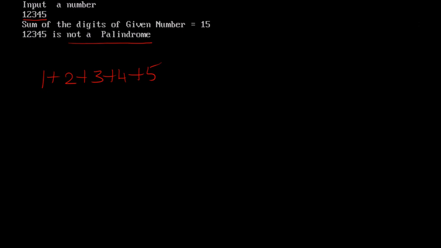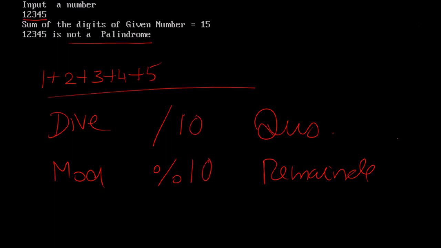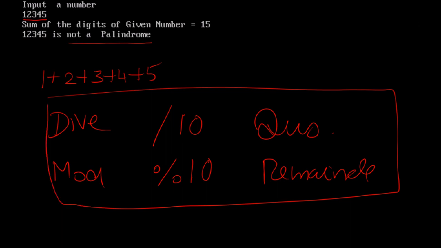That is the logic. So always remember the statements. You have to divide the number by 10 to remove the last digit. If you use the percentage mod operator, it will return only the remainder. So slash division will return the quotient, and the mod operator, that is the percentage symbol, will return the remainder. So we are going to use divide by 10 and mod 10 here to extract the digits and find the sum, reverse, and check for the palindrome.